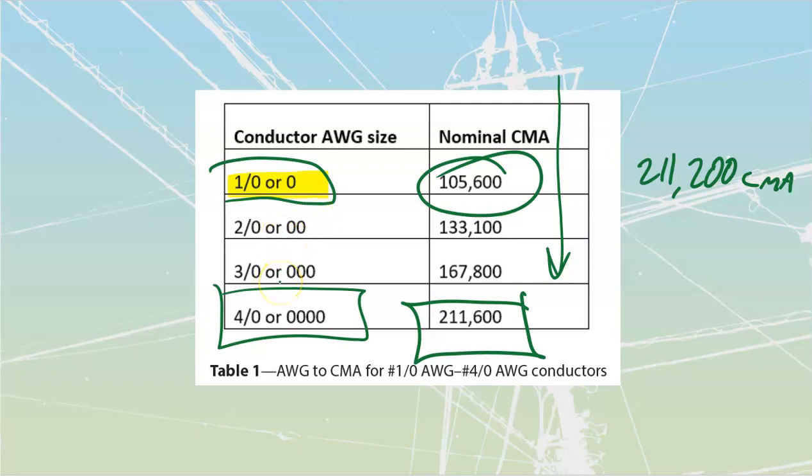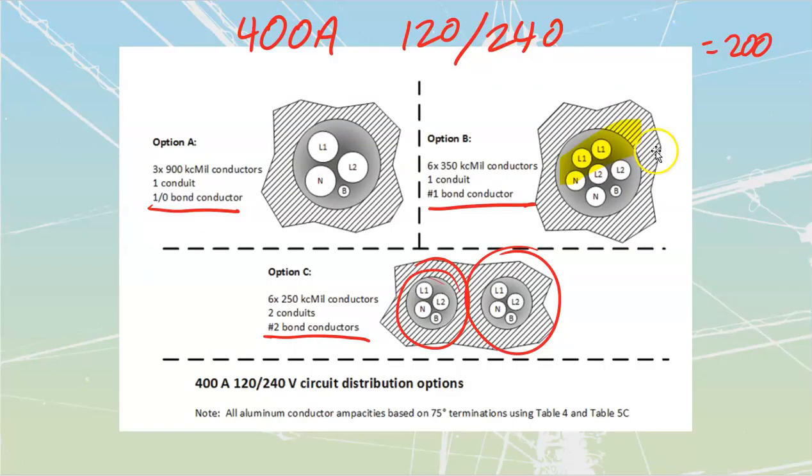a 3/0 is three times the size of 1/0, a 4/0 is four times the size. If we take a look at the circular mill areas, it's actually the 4/0 that is double, and the other ones are each just going up by about a third. That's about it.